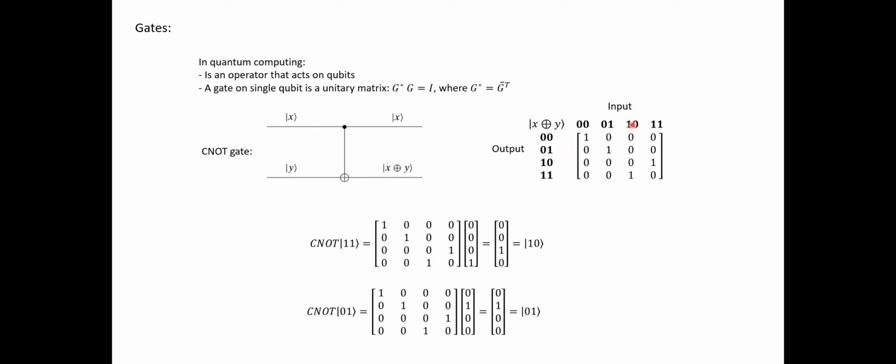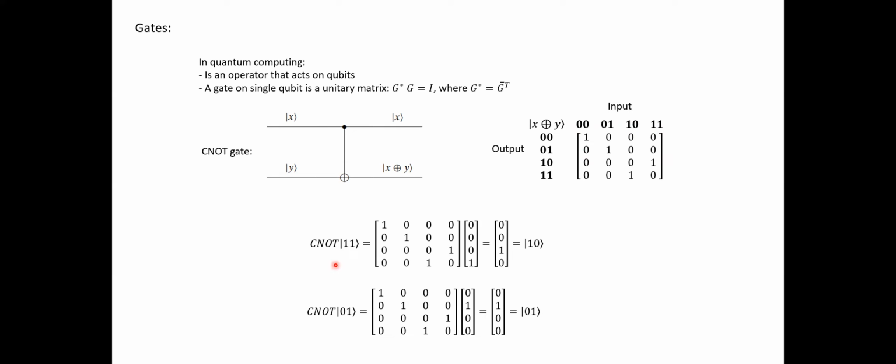But if the first qubit is 1, the operation is performed in the second qubit. So since this is a controlled NOT, we have 0 changing to 1, and also 1 1 changing to 1 0. So that's the controlled NOT gate, and this is the transformation matrix.